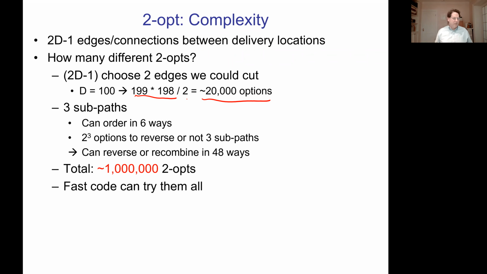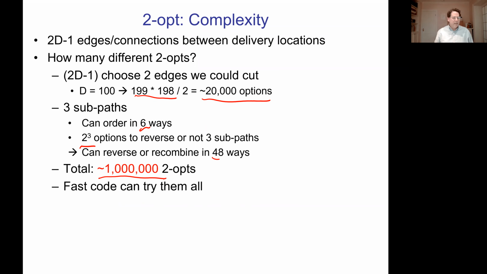Now we also can reconnect it in different ways. So there are 3 subpaths. We can choose to reorder those 3 subpaths, and the number of ways we can reorder 3 things is 6. So there's 6 different choices of order for that. And then we can choose whether or not to reverse each one of those subpaths. So that's actually 8 more options. If you multiply all this out, that means 48 different ways we can reconnect things when we do a 2-opt with certain edges cut. In total, this means there are about 1,000,000 2-opts for 100 delivery pickups and drop-offs.